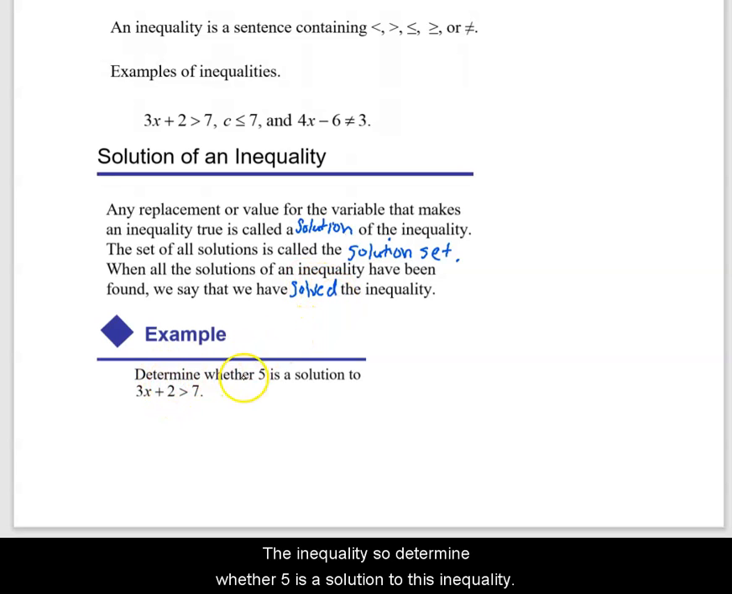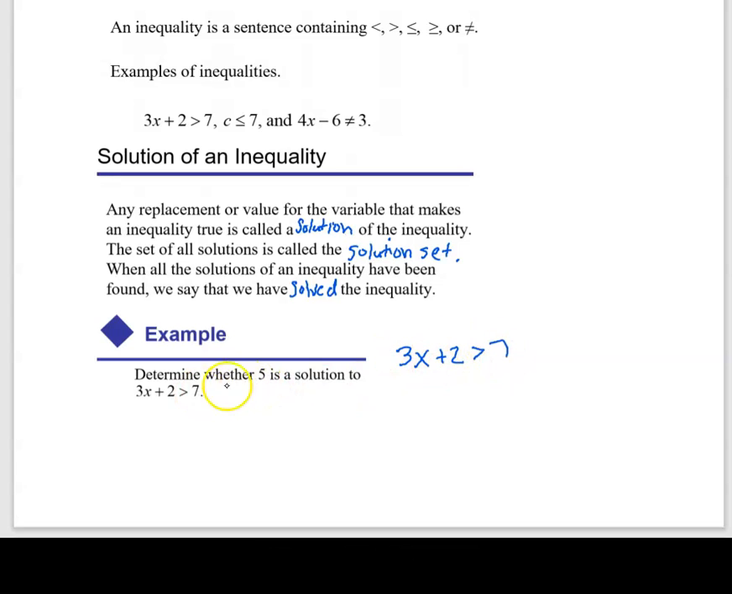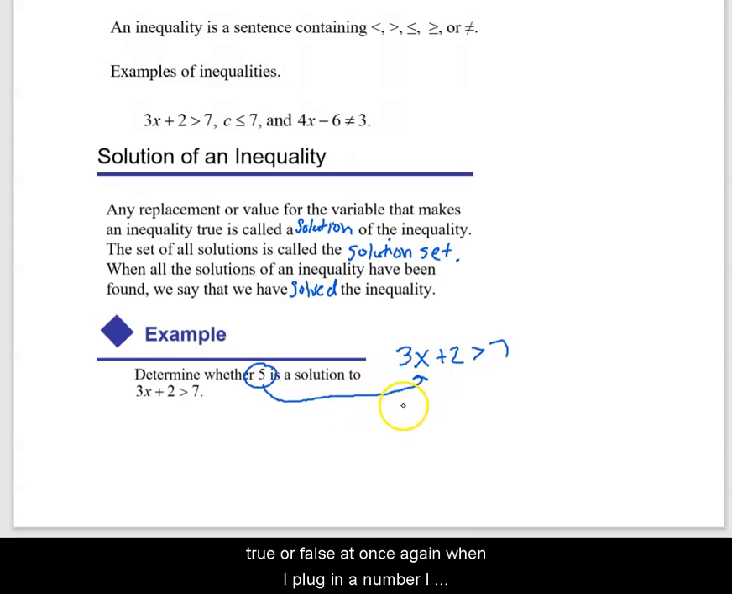So determine whether 5 is a solution to this inequality. Okay, so I'm going to write this over here. 3x plus 2 is greater than 7. And they're asking us if 5 is a solution. So what we're going to need to do is plug in 5 for x and see if that makes this statement true or false.